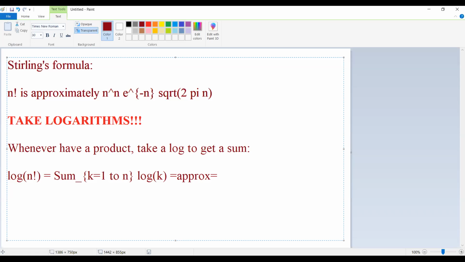And what would that be approximately? Do the integral instead of the sum? Yeah, integral x equals 0 to n. So what, n log n? Log x dx. Yep. The anti-derivative of log of x is x log x minus x.